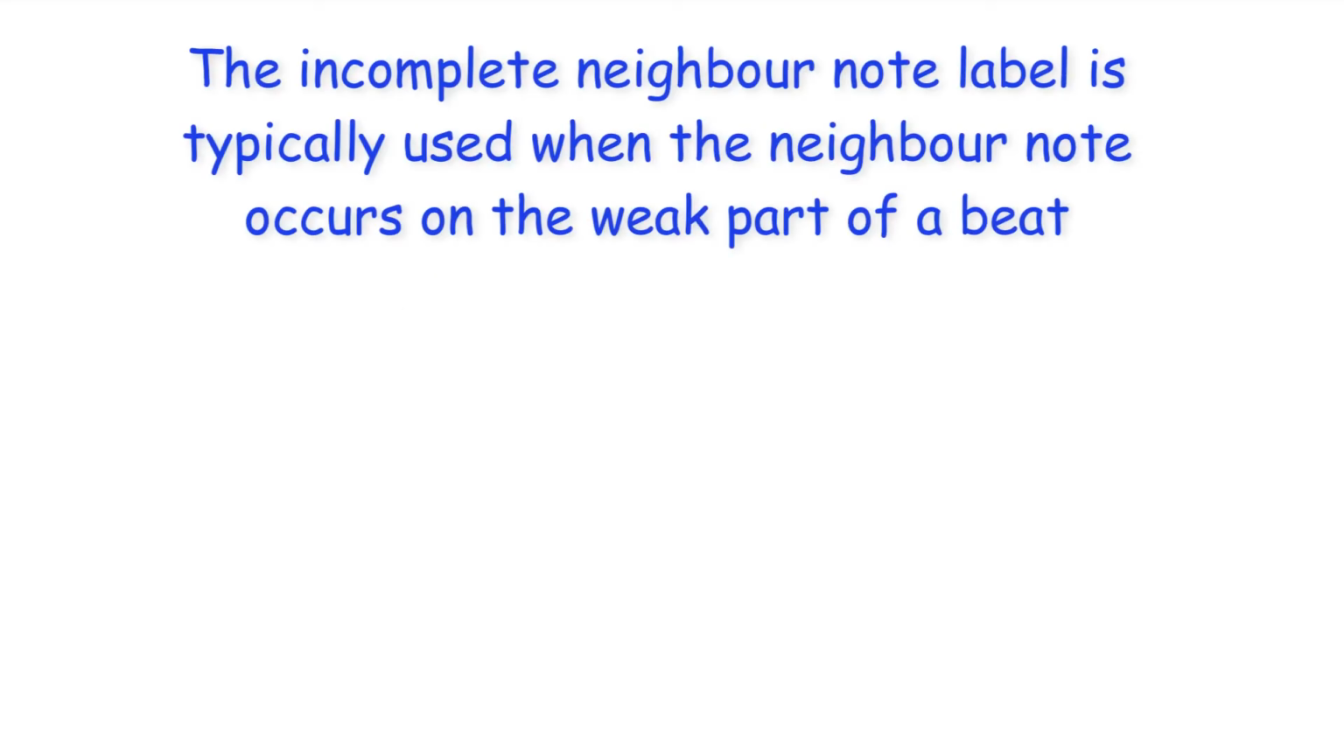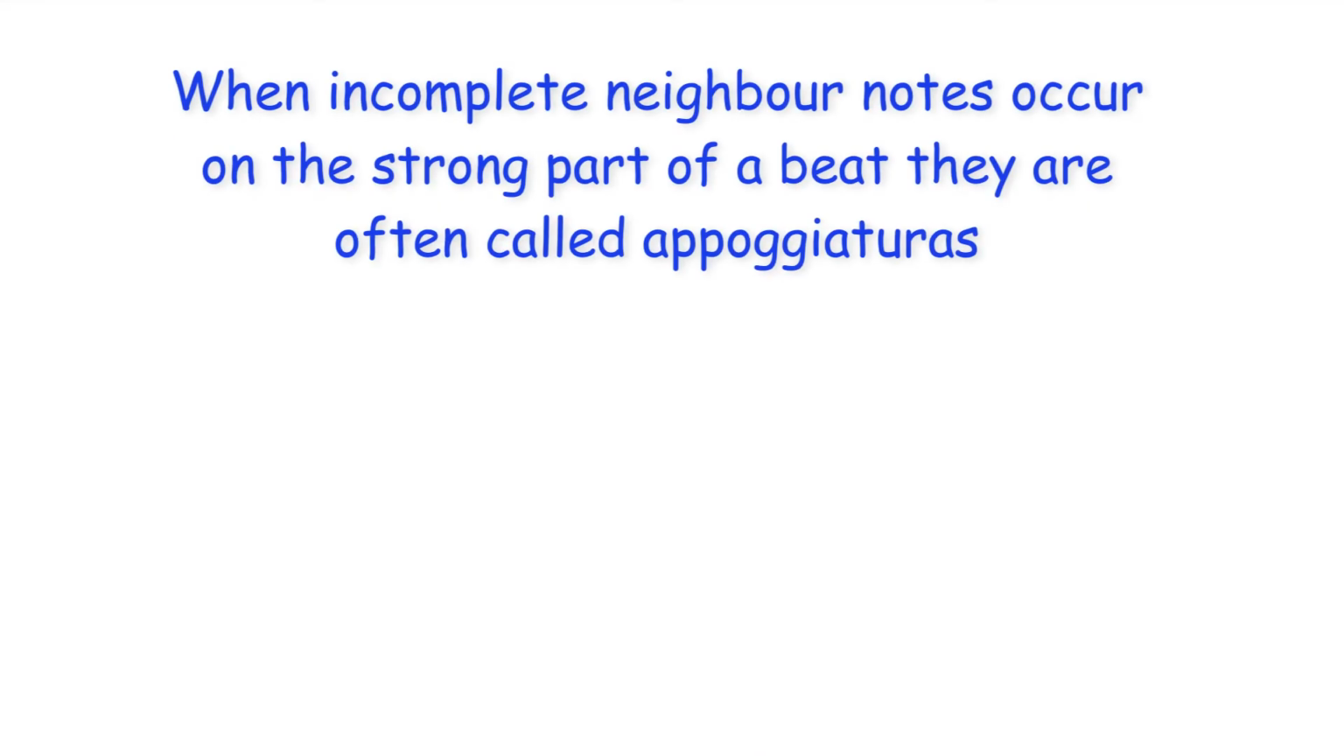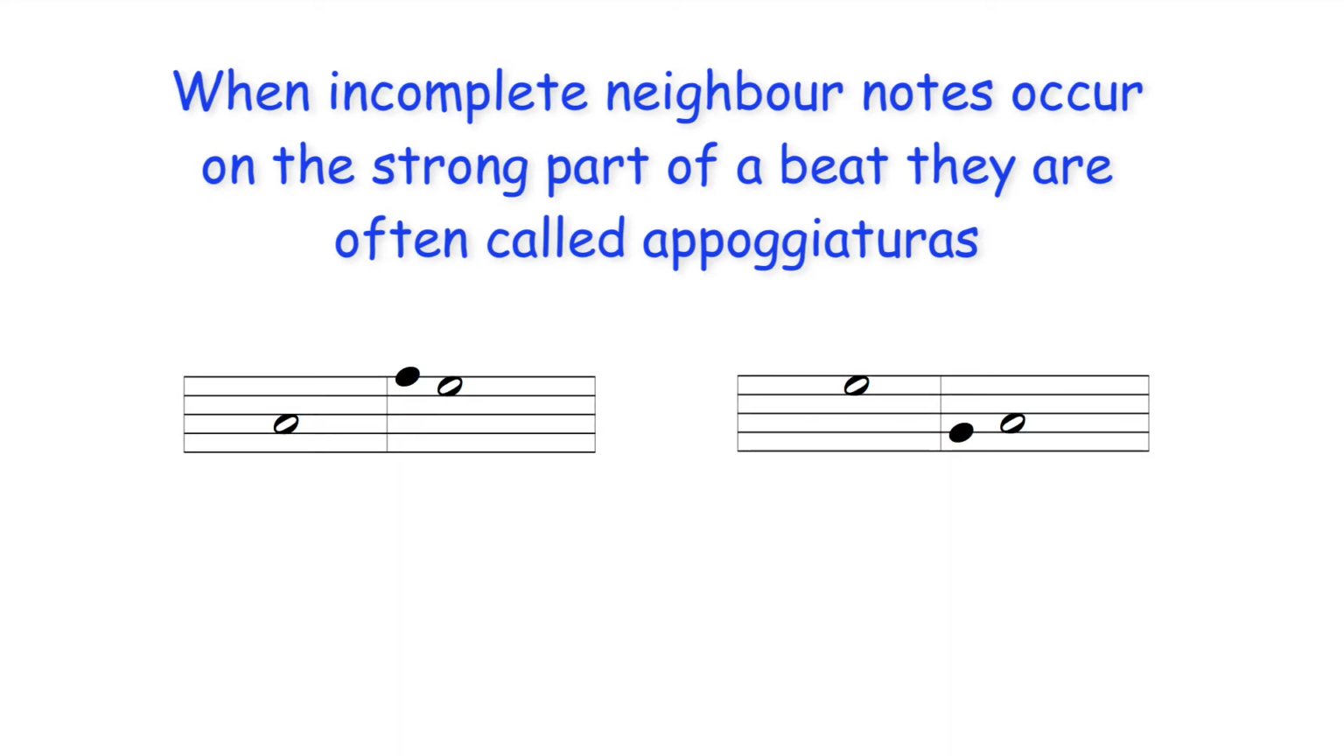The incomplete neighbour note label is typically used when the neighbour note occurs on the weak part of a beat. When incomplete neighbour notes occur on the strong part of a beat, they are often called appoggiaturas. However, this distinction is not necessarily universal, and both terms may be encountered.